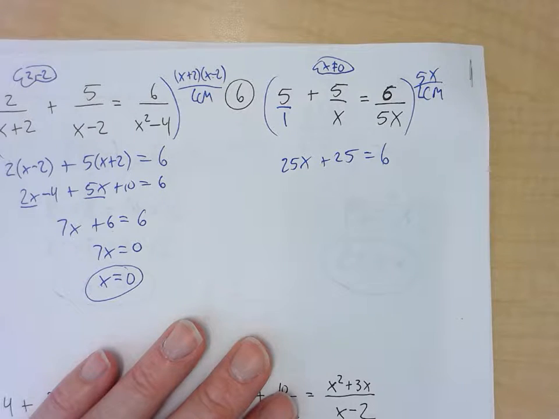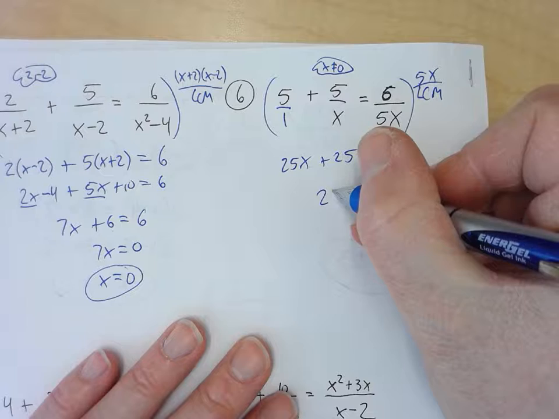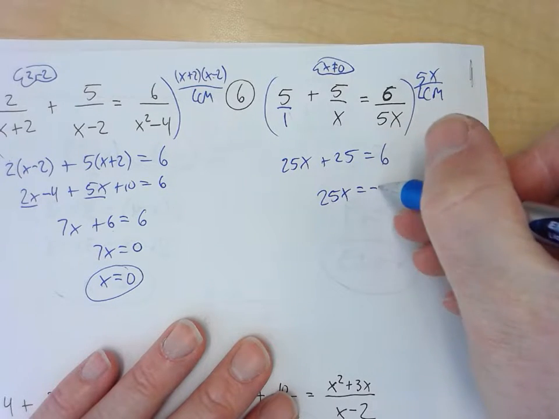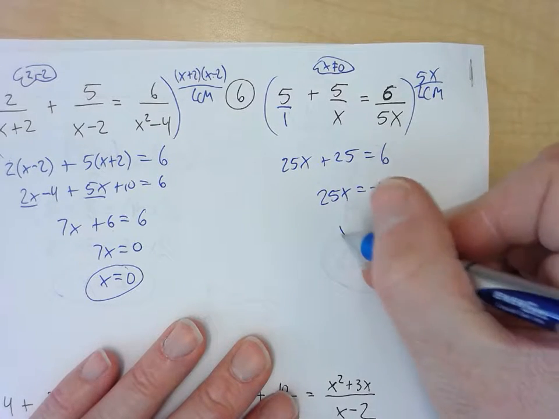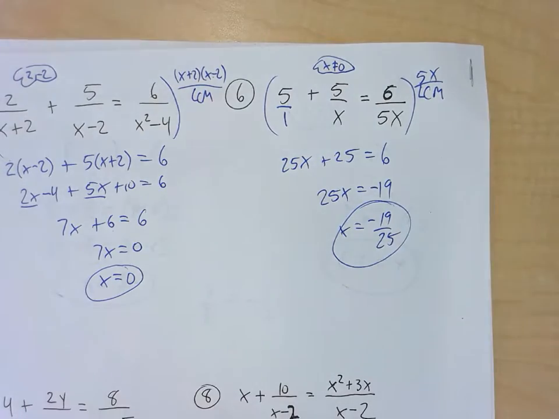All right, so then we're going to subtract over the 25, so we get 25x is equal to negative 19. Divide, x is equal to negative 19 over 25. Boom.